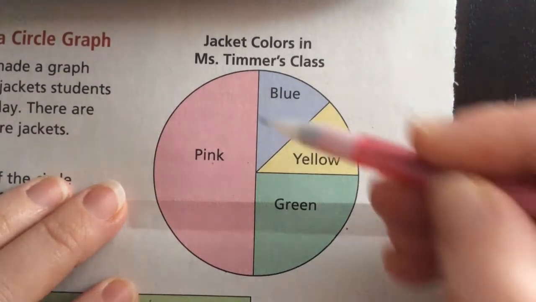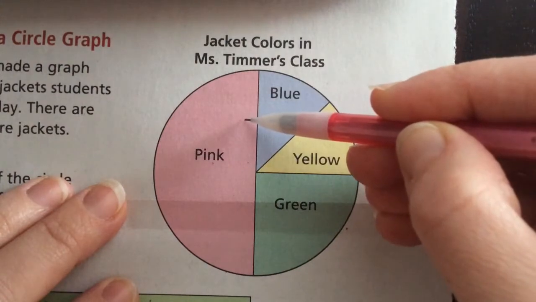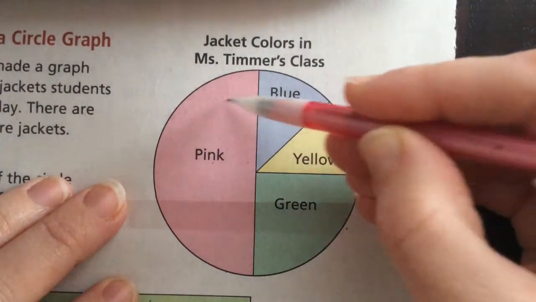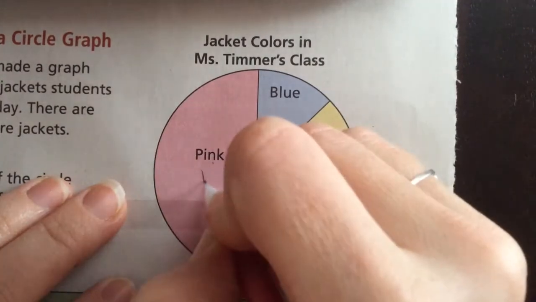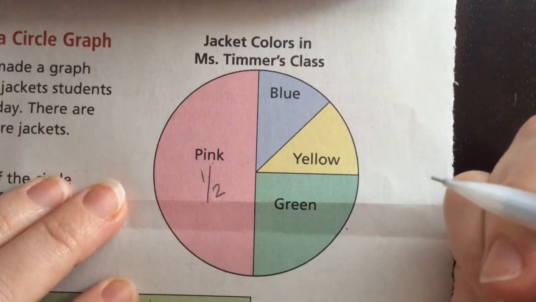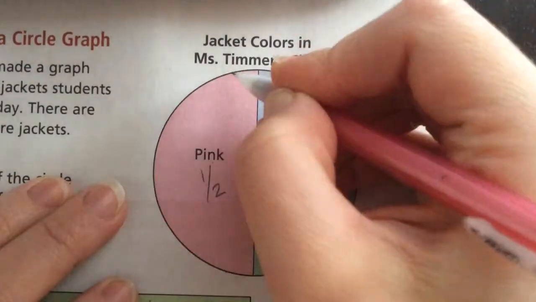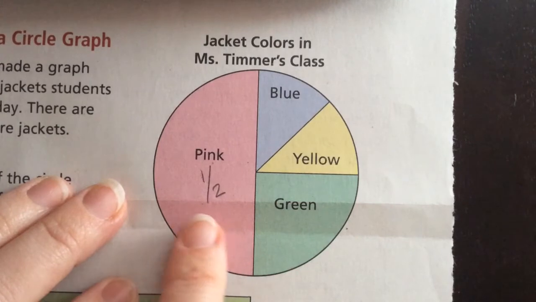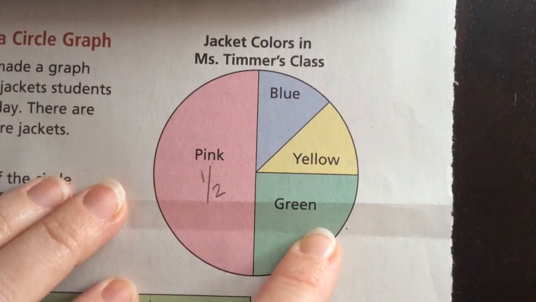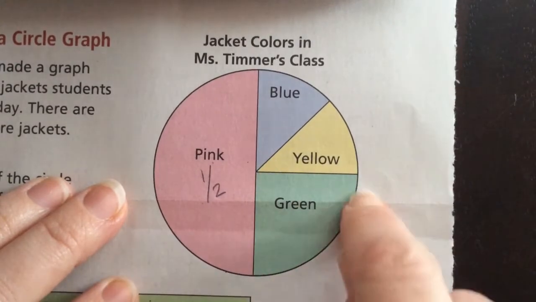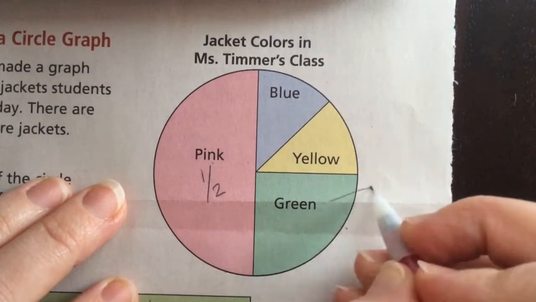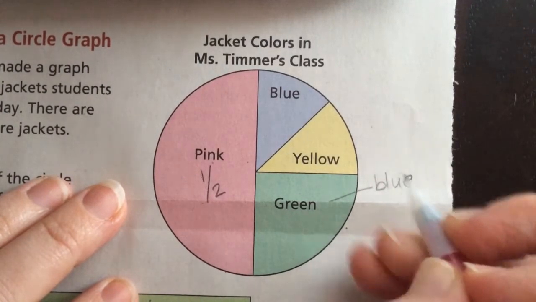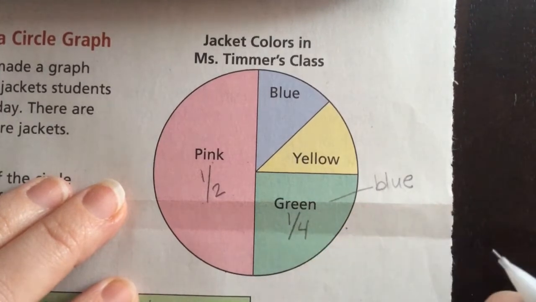If I look at this pink section, how much of this circle is taken up by the pink section? Did you think 1/2? Right, because right here is half of the circle. And if this is 1/2, what's going to be this piece? If this piece was a color of our fraction circles, which color is this? In our fraction circles, I believe this is the blue one. And the blue gives us 1/4.